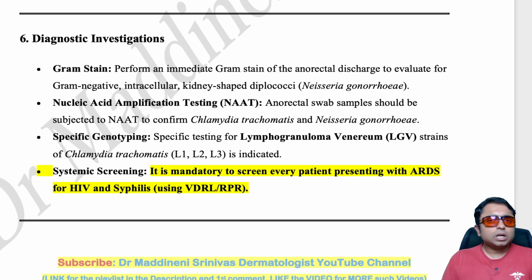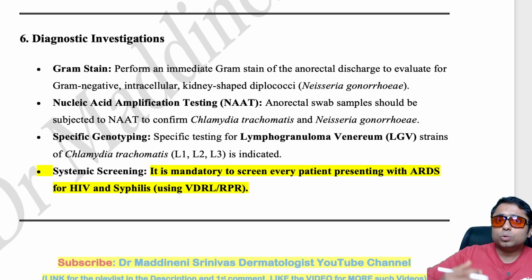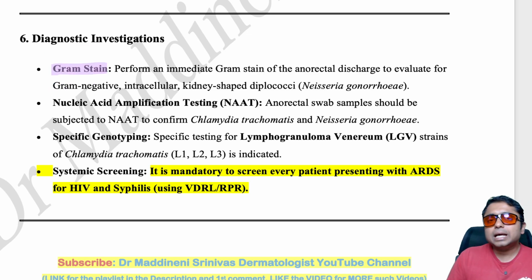If we do this, the pathogens may enter into the circulation of the patient. Next, coming to the investigations which are going to help us come to the conclusion. What is the diagnosis exactly? How to know that? We are going to take the help of these investigations. First one is gram stain. Perform an immediate gram stain from the discharge to evaluate the organism. If it is gram negative intracellular kidney shaped diplococci, then it is Neisseria gonorrhoeae.